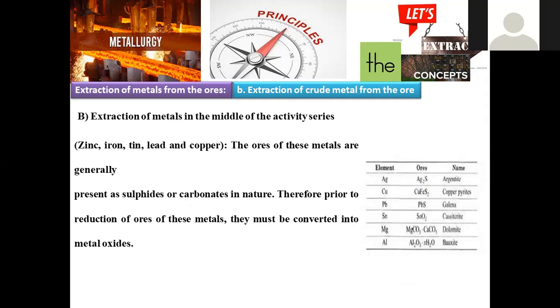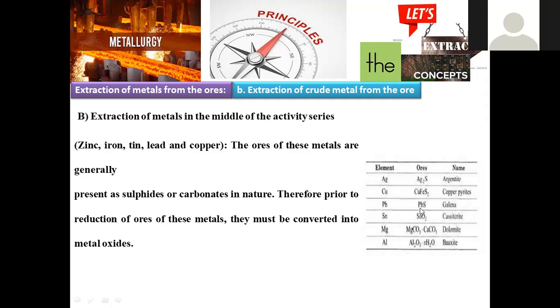Extraction of metals in the middle of the activity series. When we go with zinc, iron, tin, lead, and copper, the ores in general exist in the form of sulfide. So here it is clearly depicted. When silver was there, argentite, we can say it is called argentite, that is Ag2S. So from this we can extract silver, Ag. And next is about copper pyrites. Copper pyrites is copper iron sulfide, from which the extraction of copper metal is possible.